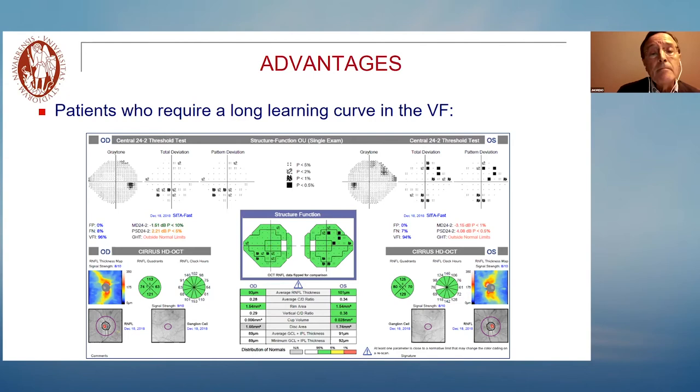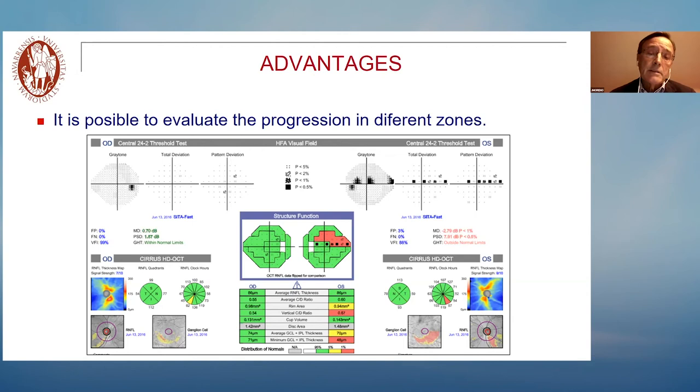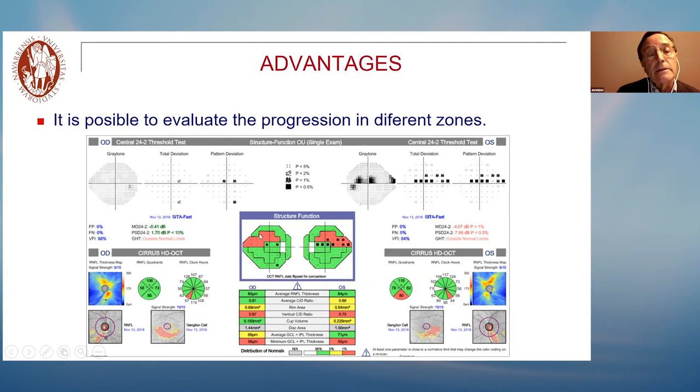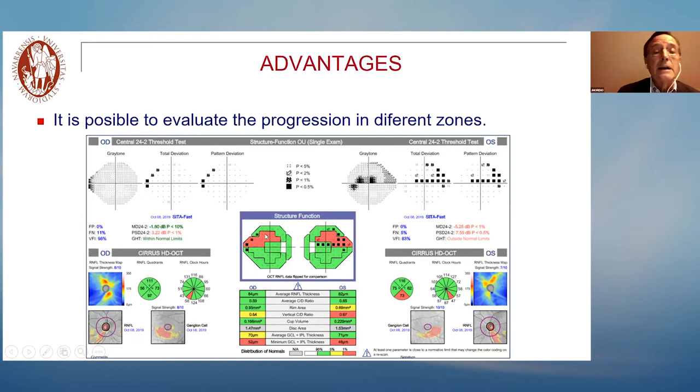not adequate. The second advantage is that we can evaluate the progression of the damage in different zones. In this case, in the left eye, you can see structural damage with some black points, and gradually the damage starts in the symmetric area in the right eye, and the damage increases in this area little by little, and the functional damage in the same place, using other programs such as the GPA, the glaucoma progression analysis. But with this software, you can understand in which area there will be changes or damage in the future, because the structural damage predicts the functional damage in the same area.